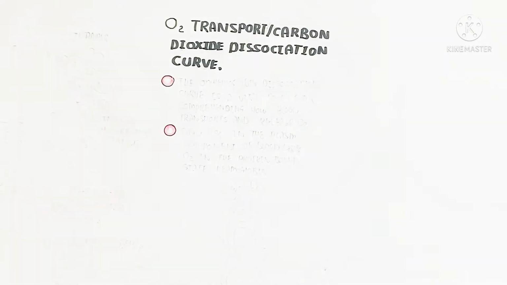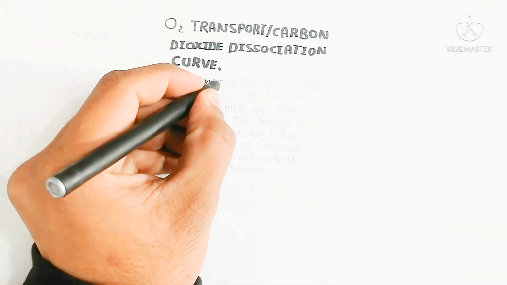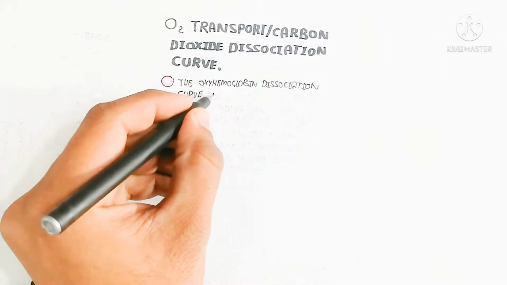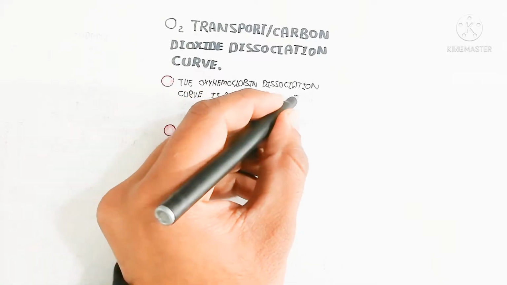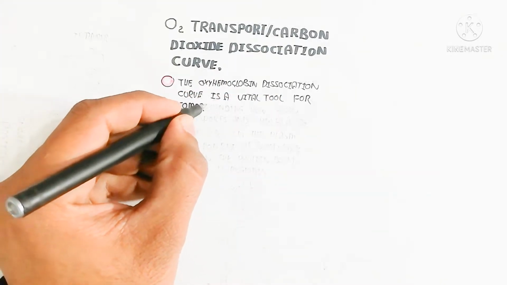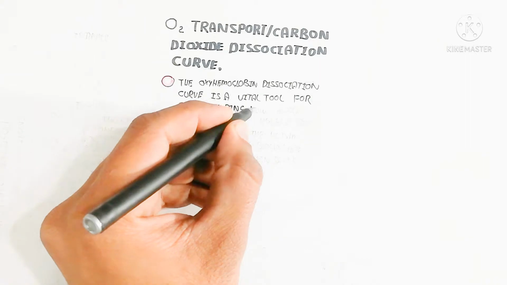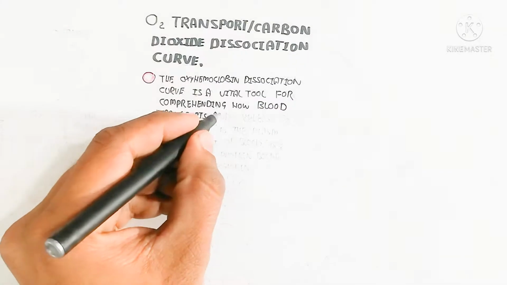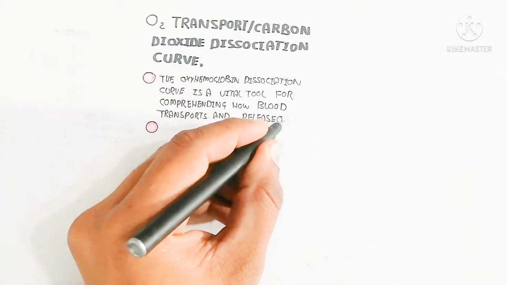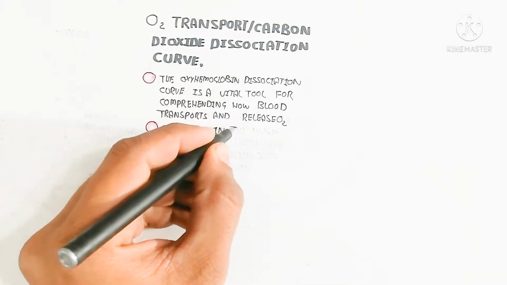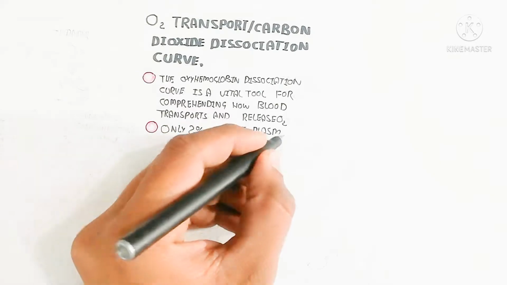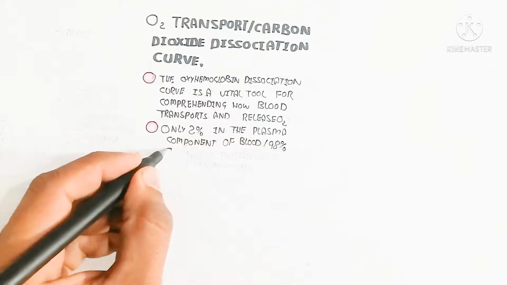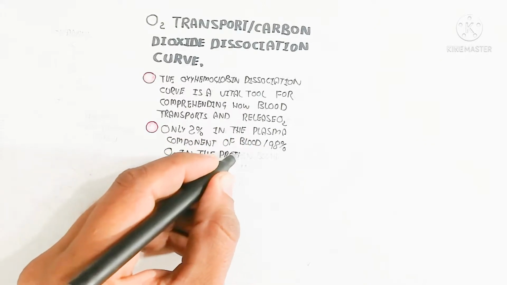The oxyhemoglobin dissociation curve is a vital tool for comprehending how blood transports and releases oxygen: how oxygen is released into the tissue and how oxygen is trapped from the lungs into the red blood cell, for example by hemoglobin. Only 2% is in the plasma component of blood and 98% of oxygen is in the protein-bound state, for example hemoglobin. So hemoglobin is very important for binding with oxygen.